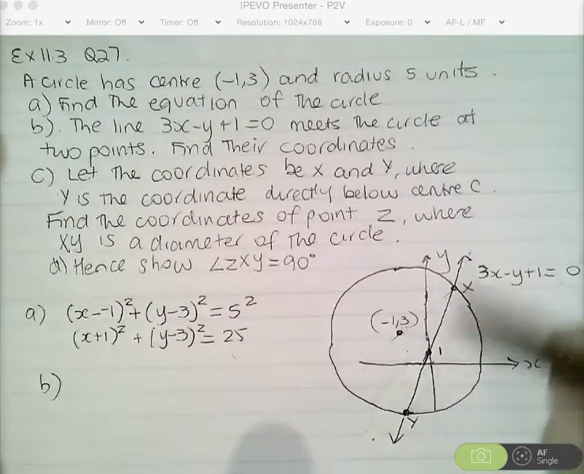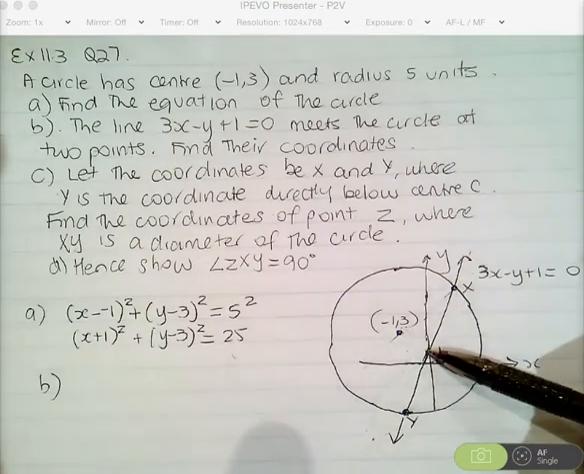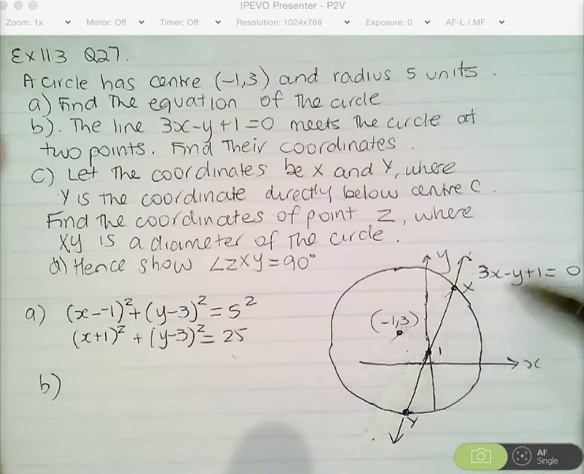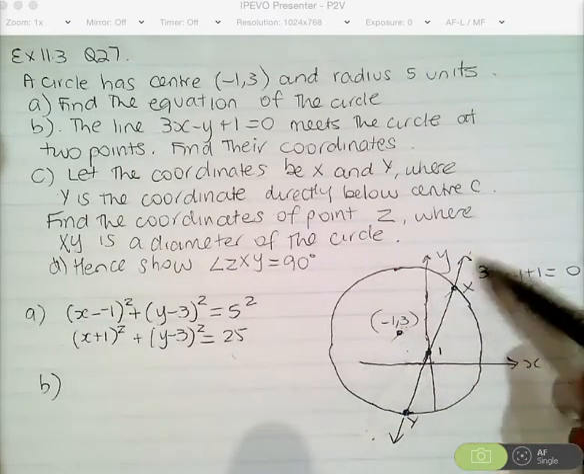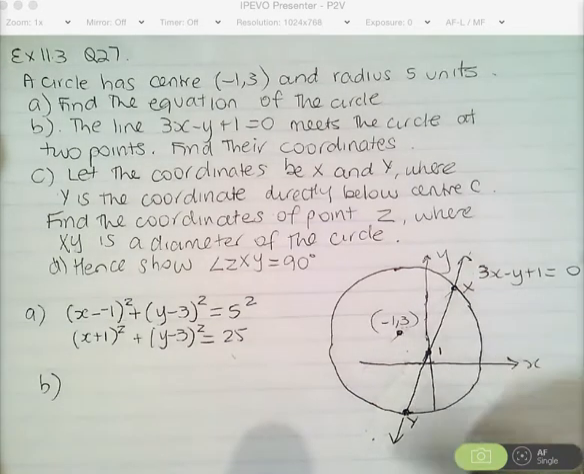Now for part B, it said that the line meets the circle. So this line here, I've done a quick sketch of that line as well, just showing the y-intercept is 1 there, and gradient roughly 3, that this line meets the circle at 2 points. Find the intersection of the 2 points. You've basically got two equations, the equation of the circle and the equation of the line. You need to solve those simultaneously to find the coordinates of these 2 points where the line meets the circle. So you can do that now and then restart the video when you're done to check your answer.